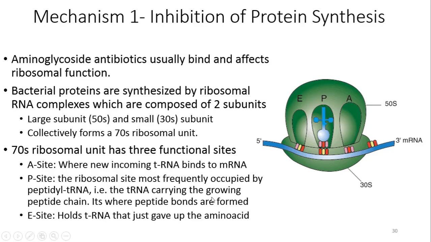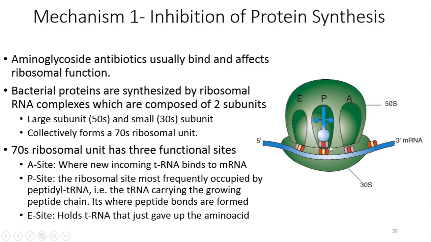So, in mechanism 1, that is inhibition of protein synthesis, this aminoglycoside antibiotic is said to bind and affect the normal ribosomal function. Okay, so now as you know, the proteins are synthesized by ribosomal RNA complexes, which are composed of two subunits, the large 50S subunit and small 30S subunit, and collectively these two form the 70S subunit, as you can see in this figure.